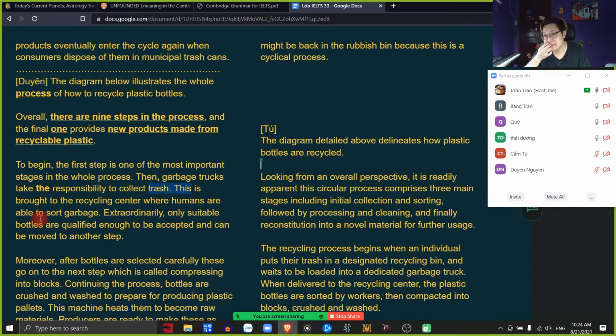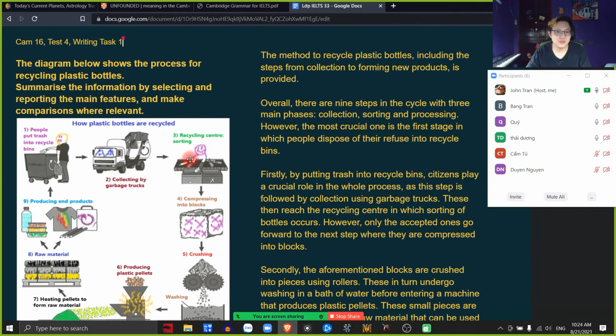You do not need to say who did the action, you know. Basically, the humans here recycling things are not really important. What is important here is that the sorting process occurs and the trash is basically separated.